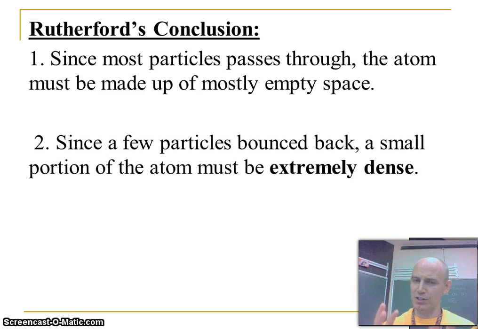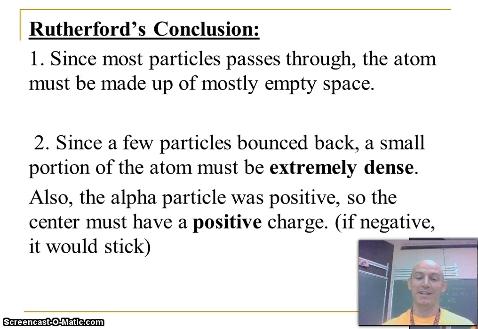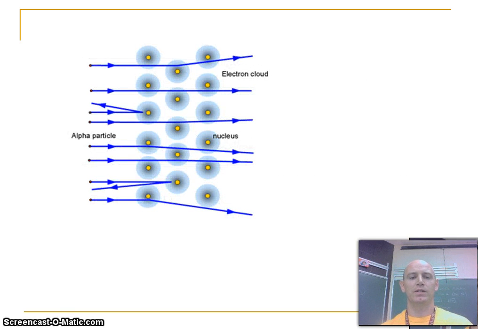Again, only a very small percentage of the alpha particles did this, so this nuclei, or this, see, I'm giving it away, this region of the atom must be very, very dense. And it must also be positive because the alpha particles were positive. And if this super dense region were negative, the alpha particle would have hit it and stuck. But it didn't do that. So this is sort of what happened.